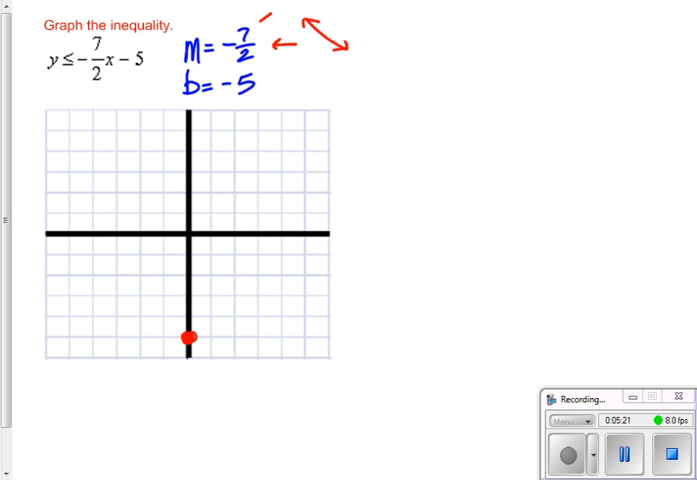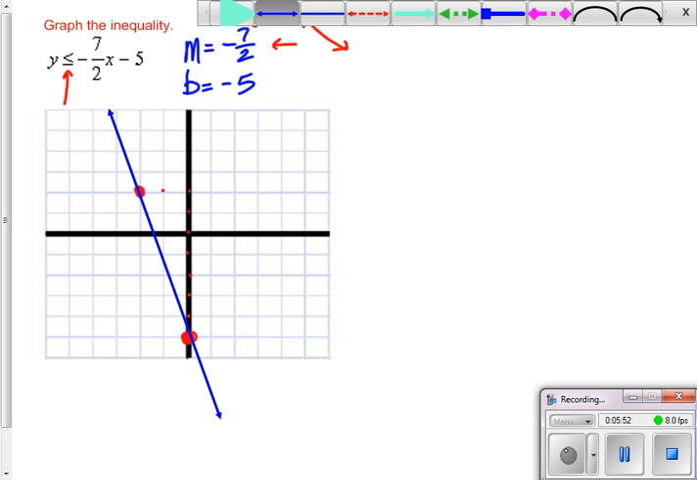So this is my rise here, 7. So I'm going to go up 7. So I went up 7. And when I go up 7, I need to go over 2. So I'd come over 1, 2. Here's my plot. Second step, after you graph it or get your plots on your paper, is determine what type of line this needs. Well, that's determined by your inequality. Less than or equal to, solid line.